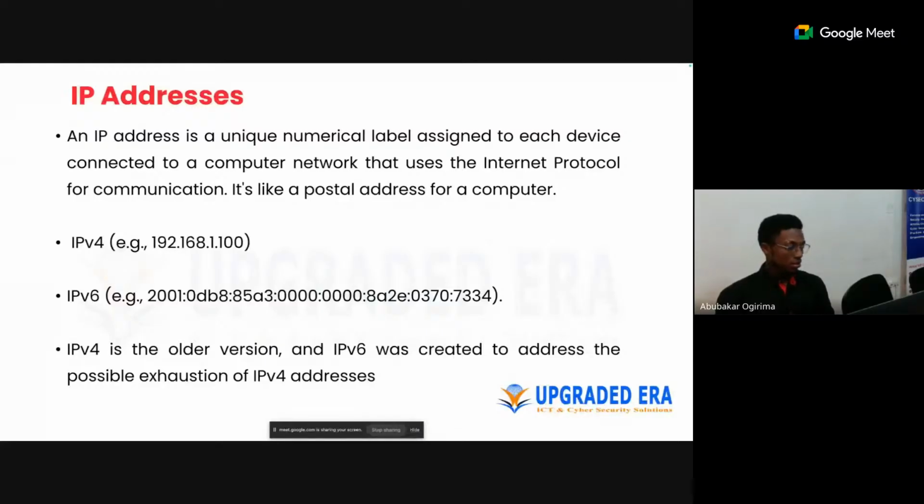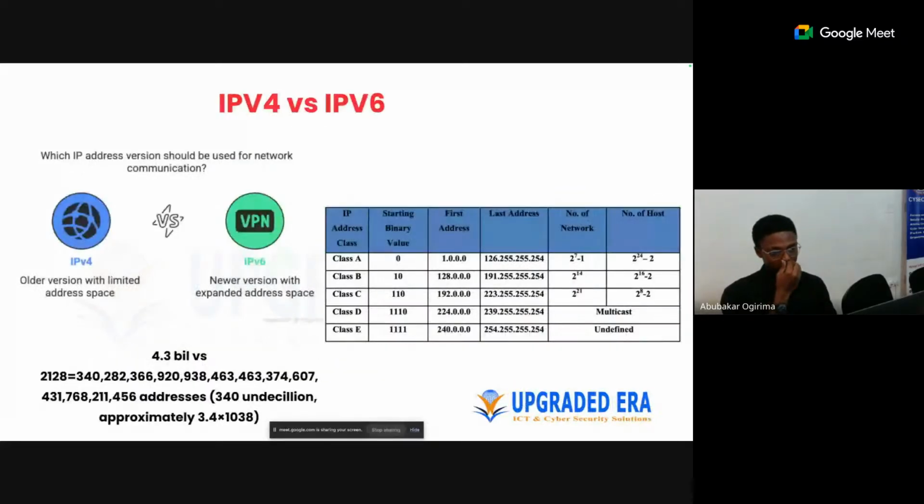But for now, it's just better to understand that IPv4 is the older version, right? And IPv6 was created to address possible exhaustion of the IPv4 address, which in reality has not really happened because of some other frameworks that came to help further expand the IPv4 address. But to speak more about why this is an issue, you can see the next slide here.